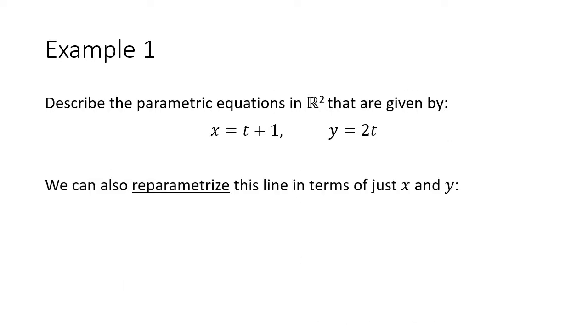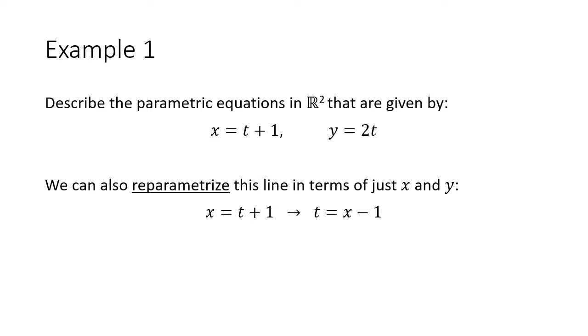Now, another thing we can do with parametric equations is to reparameterize them. In this case, we can reparameterize this line in terms of just x's and y's. That means we're no longer going to have the variable t. We're going to try to get rid of that parameter. Now, that does mean we're going to lose a little bit of information. We're going to lose what direction that function moves throughout time, because we're losing the parameter time. But I am going to be able to represent this line in terms of just x's and y's.